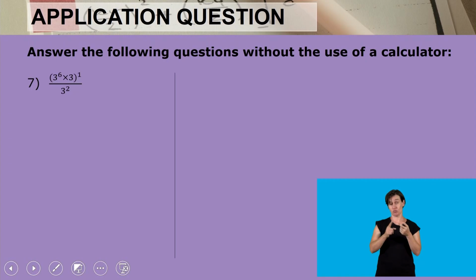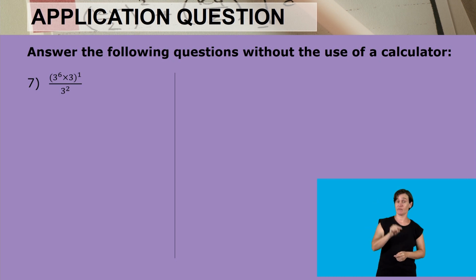Let's look at the last two questions. So we have here 3 exponent 6 multiplied by 3, and this product is raised to an exponent 1, and this is divided by 3 squared. Now, do we remember what we said about powers or bases that are raised to the exponent 1? Then it means that they remain that way. So we have a 3 exponent 6 multiplied by a 3, and of course we know that that 3 has an exponent 1. Then we have that divided by a 3 squared.